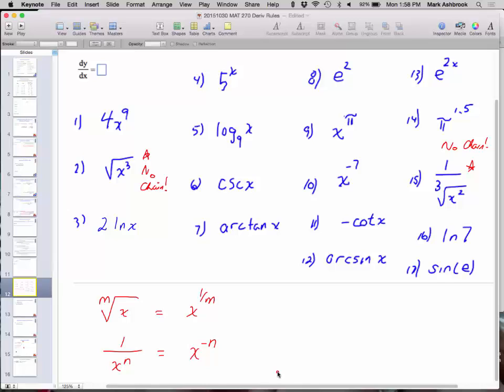1 over the cube root of x squared. This is 1 over the cube root of x squared. Okay, these are the ones I want to do.